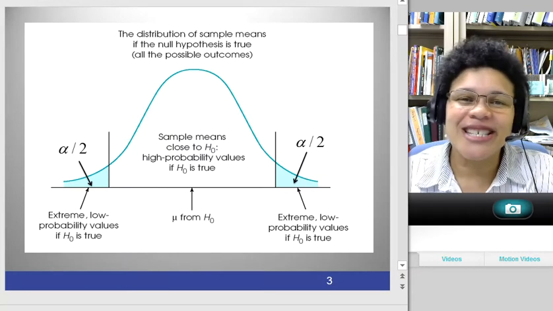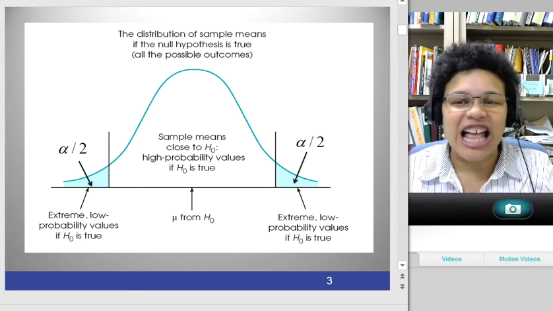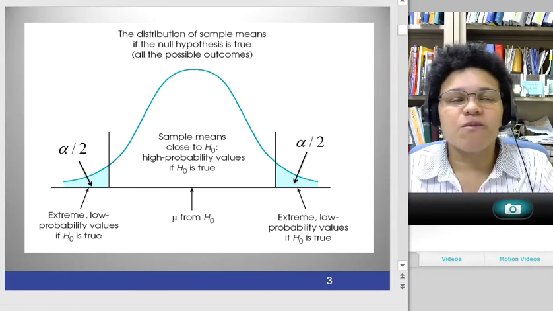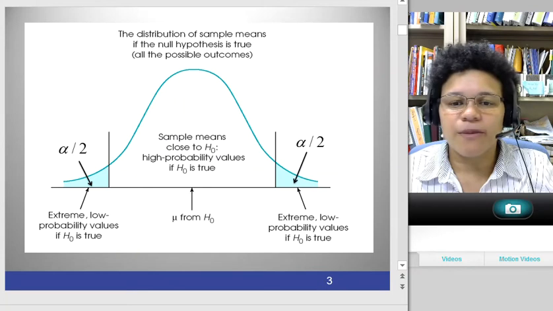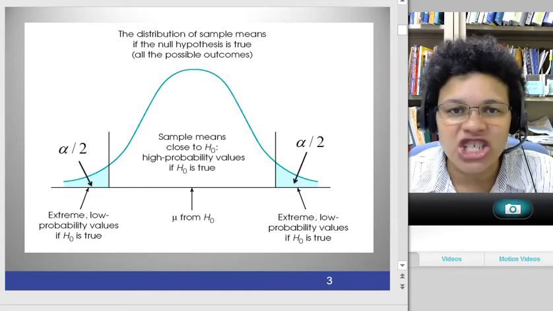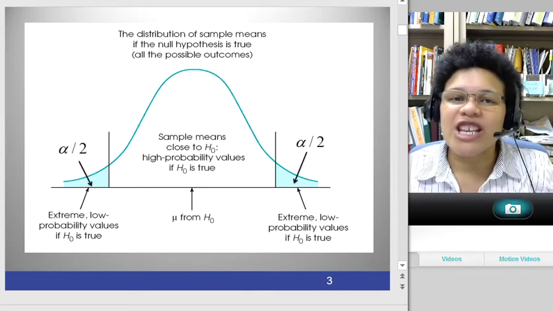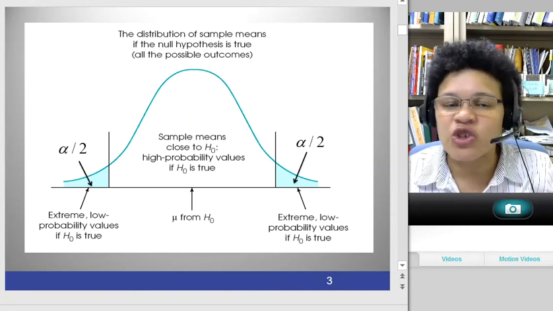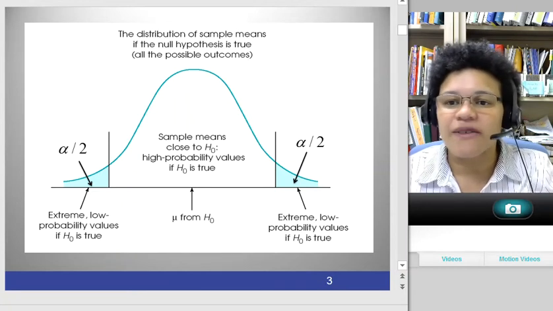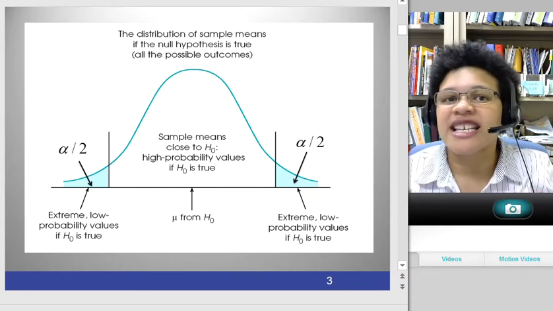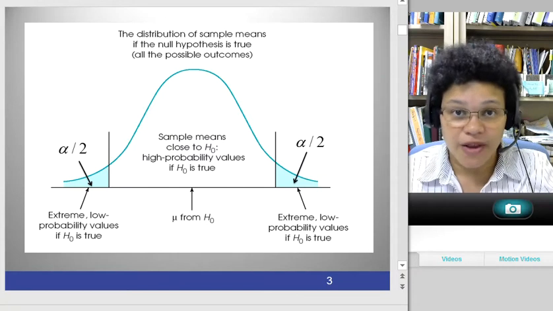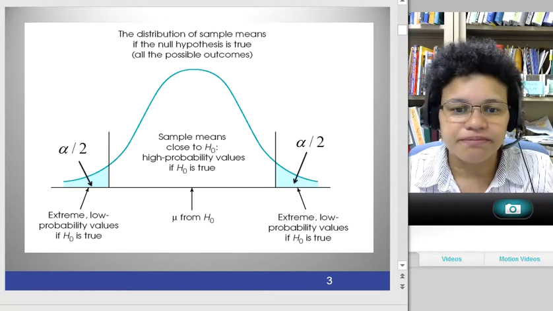If this were an intro to stats class, we would spend a lot of time on the normal distribution because it is so foundational. I just wanted you to hear some of the language, okay? Tails, distribution, alpha level, null hypothesis, sample means, that kind of thing. That's what I want you to take away from this.